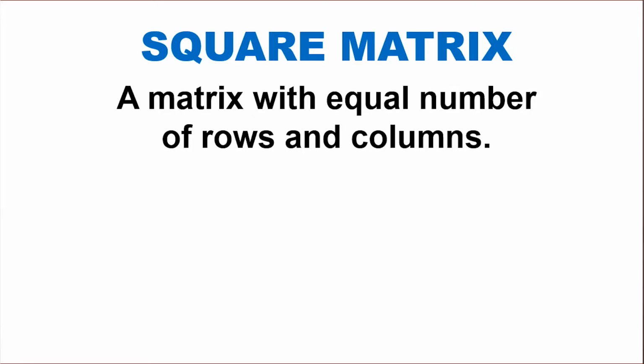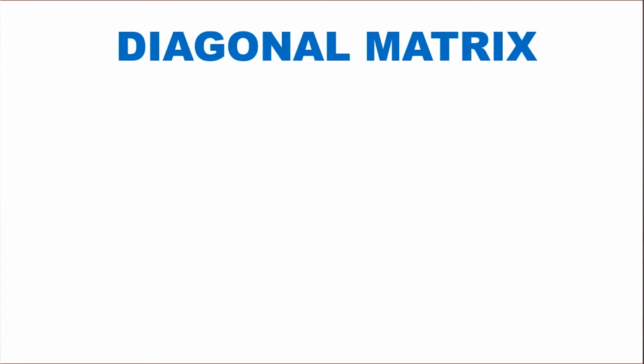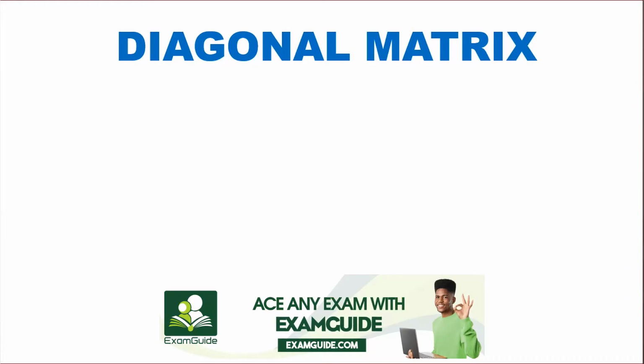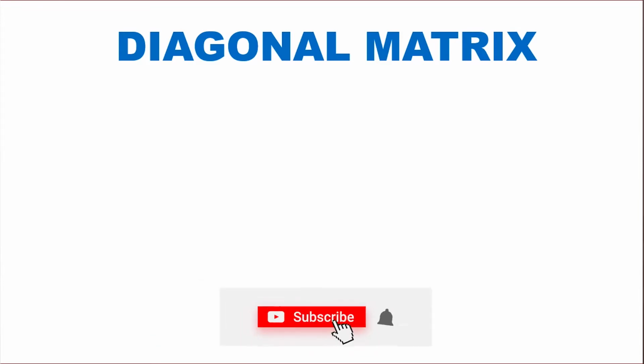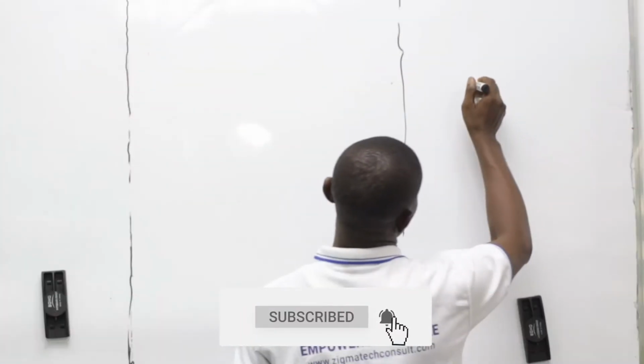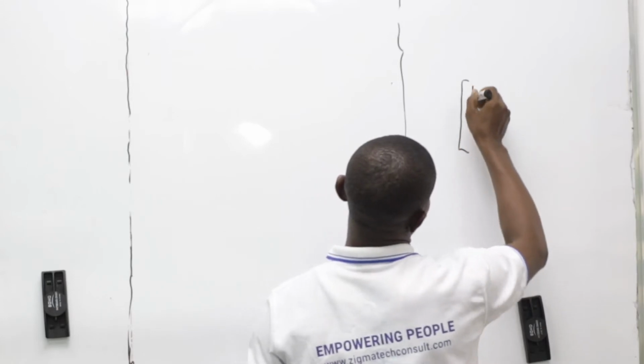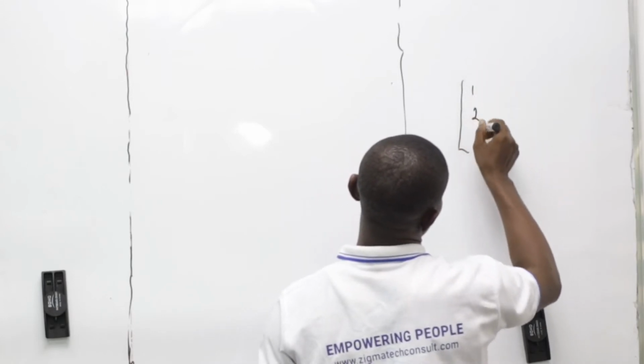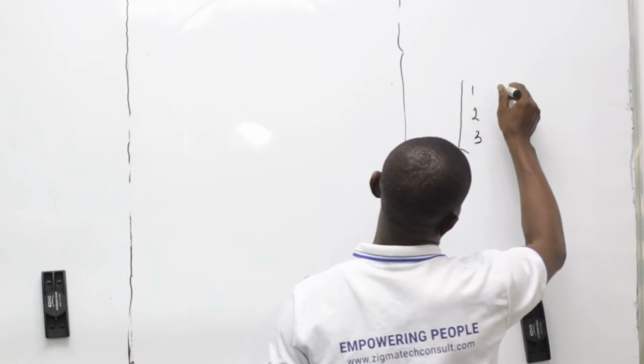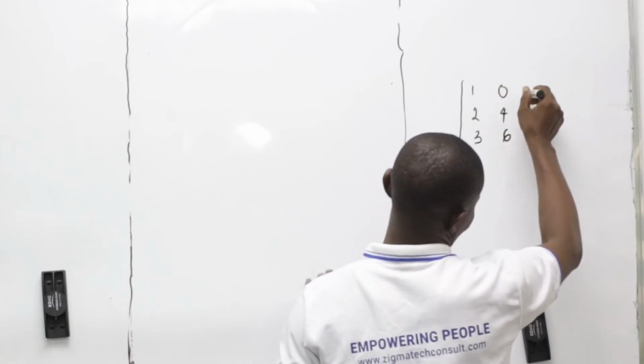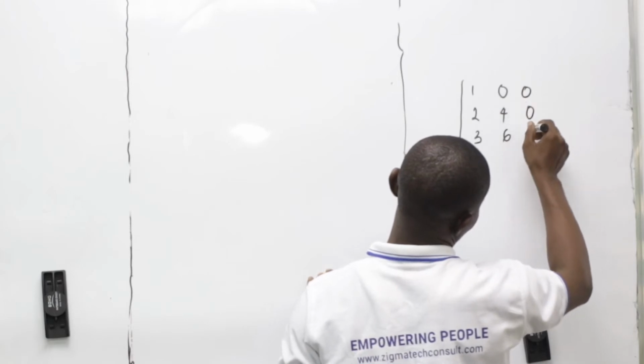Okay, we don't need to waste much time here. Diagonal matrix. We're talking about a diagonal matrix. A diagonal matrix is when the numbers above or below the principal diagonal in a given matrix are all equal to 0, but not simultaneously. What do I mean? You can have a matrix. This is 1, 2, 3, 0, 4, 6, 0, 0, 8.